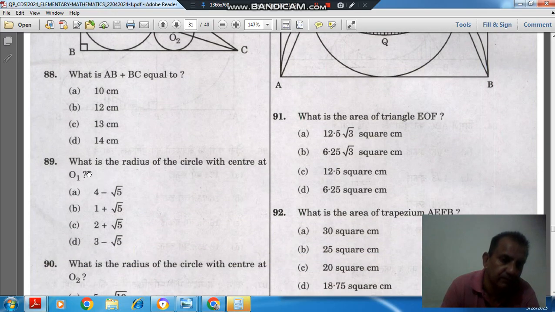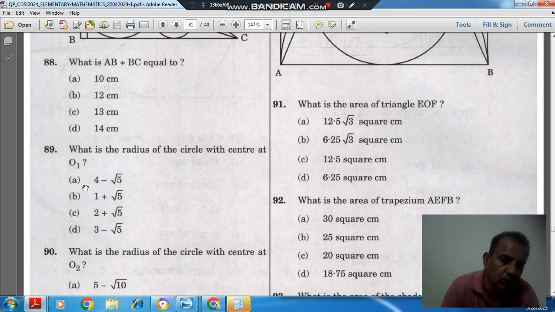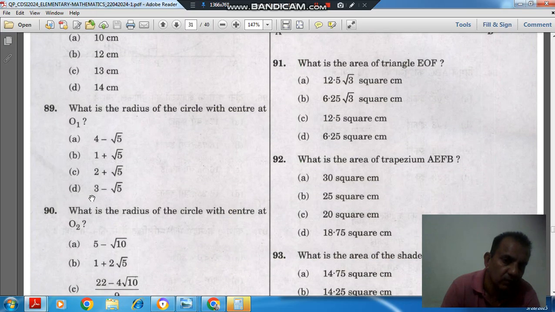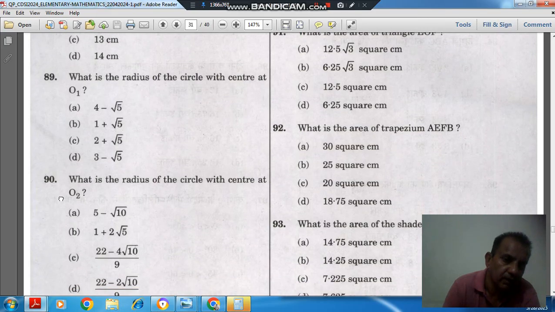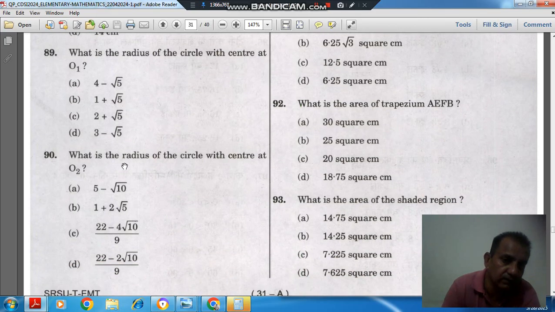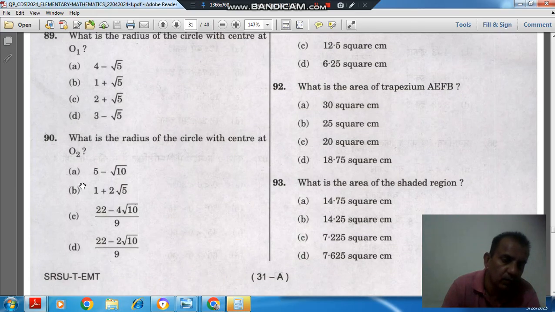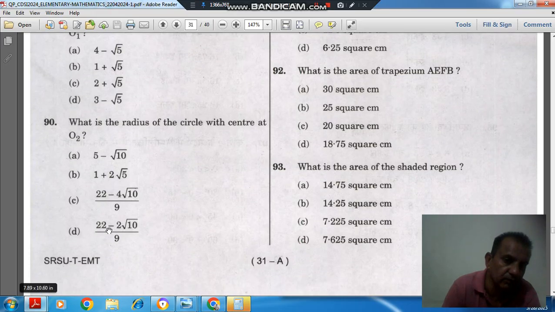And question number 89, what is the radius of the circle with center at O1? Option A 4 minus root 5, option B 1 plus root 5, option C 2 plus root 5, option D 3 minus root 5. And question number 90 is, what is the radius of the circle with center at O2? Option A 5 minus root 10, option B 1 plus 2 root 5, option C 22 minus 4 root 10 by 9, and option D 22 minus 2 root 10 by 9.